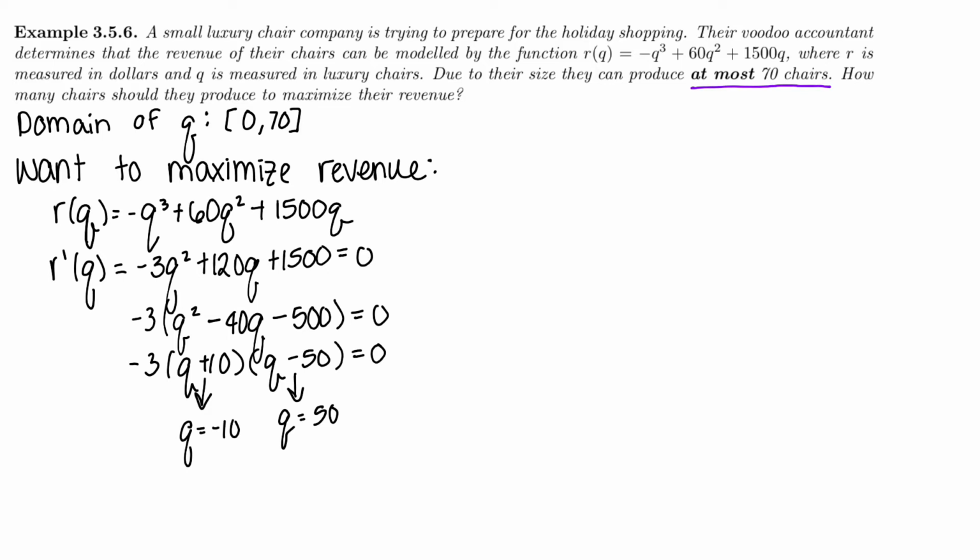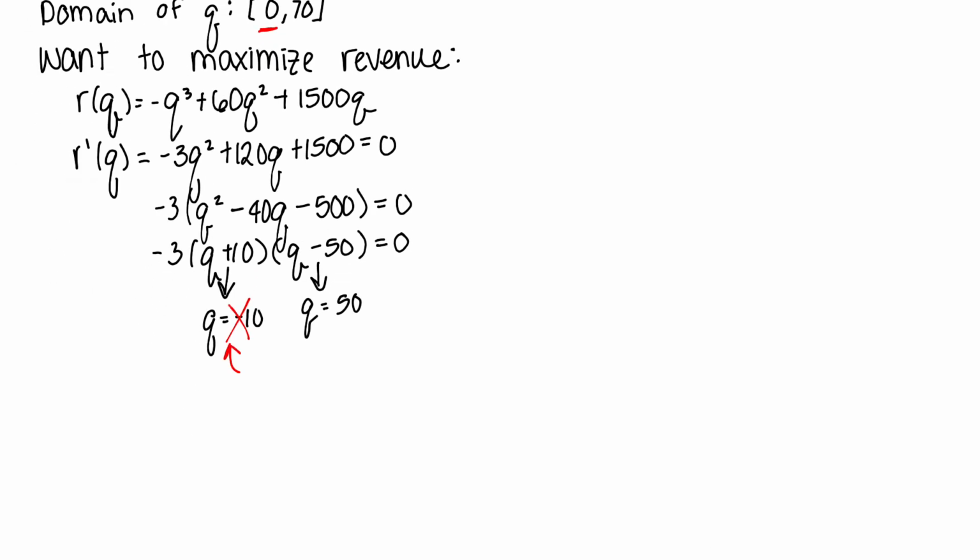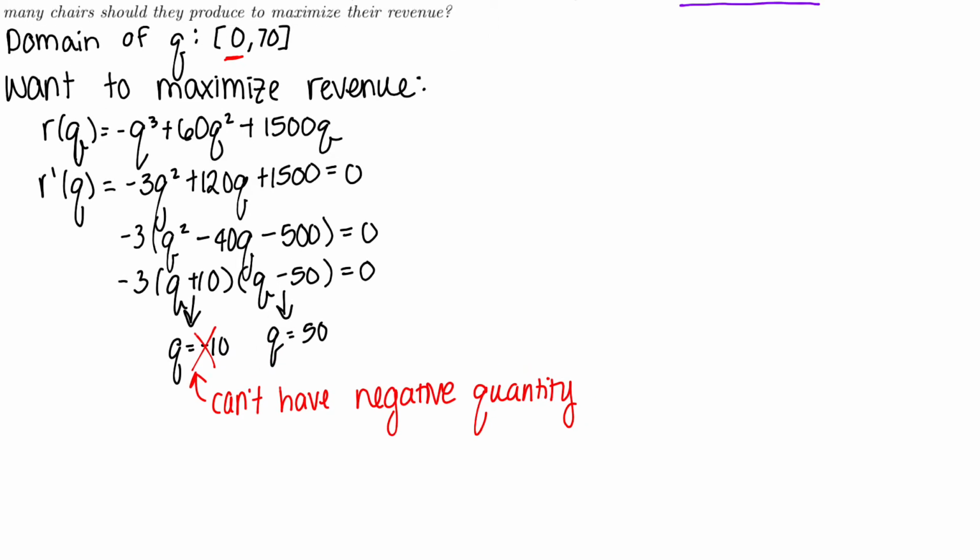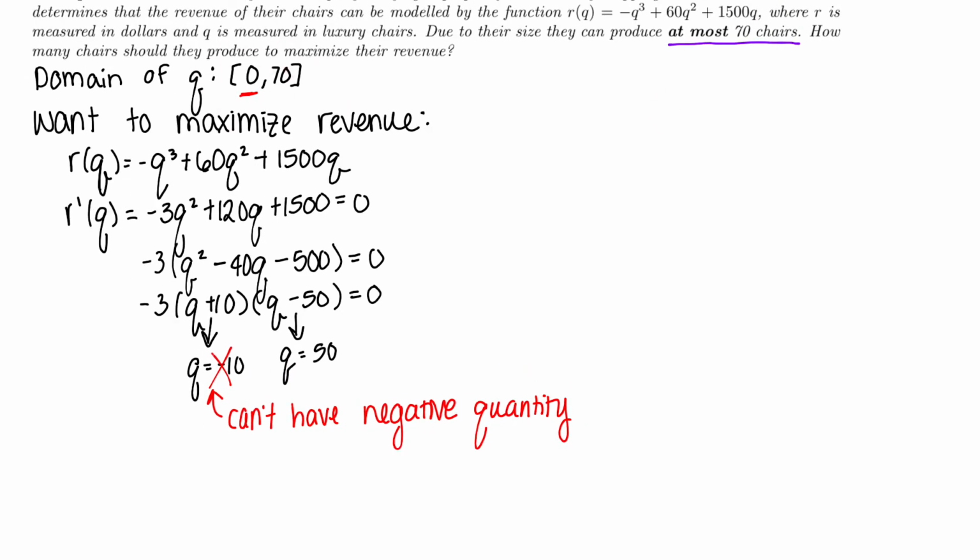Right away, we can say, well, we already talked about this domain restriction. We can't have a negative number of chairs, so this one gets thrown out. So then we would normally be like, okay, now we can just do the second derivative test and see that this is our answer. But that's actually not what we do here. We're not going to verify this using that test. The difference here is that we are on a closed interval.